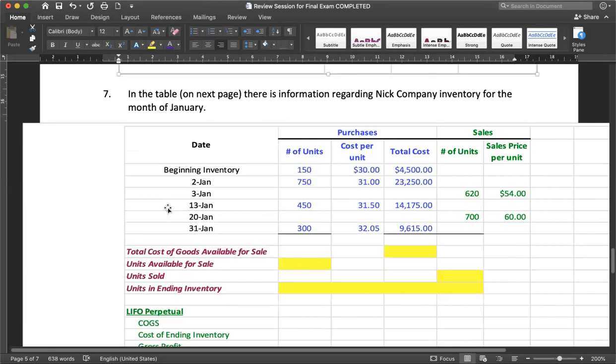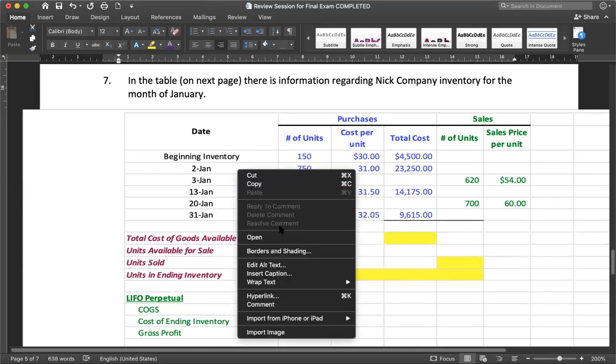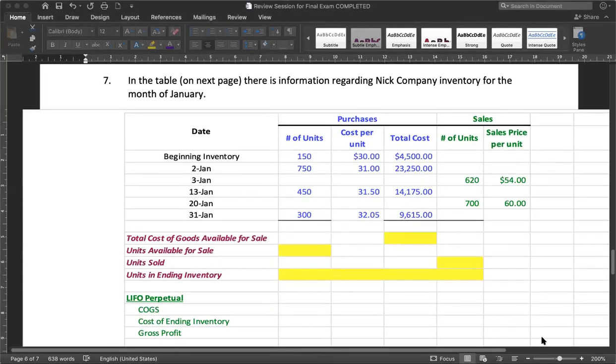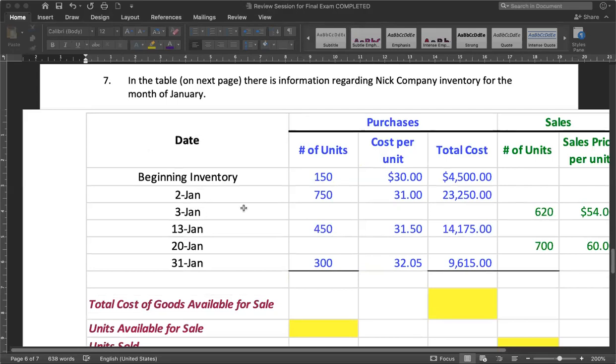All right, so here we have information regarding NIC company inventory for the month of January. And the information that's given here, let me open this up as an Excel file. Okay, so here's the information that we have regarding the beginning inventory and the purchases during the month of January and the sales during the month of January.